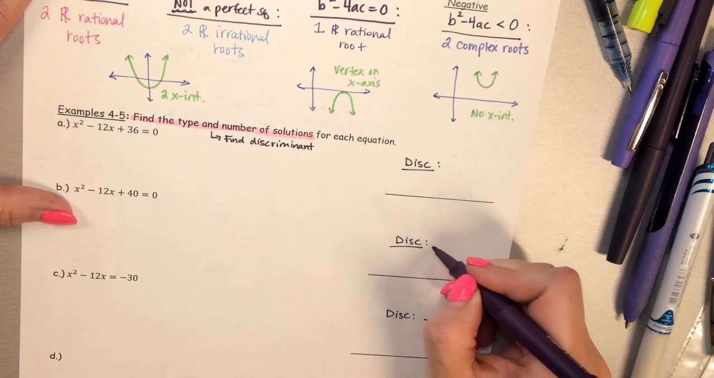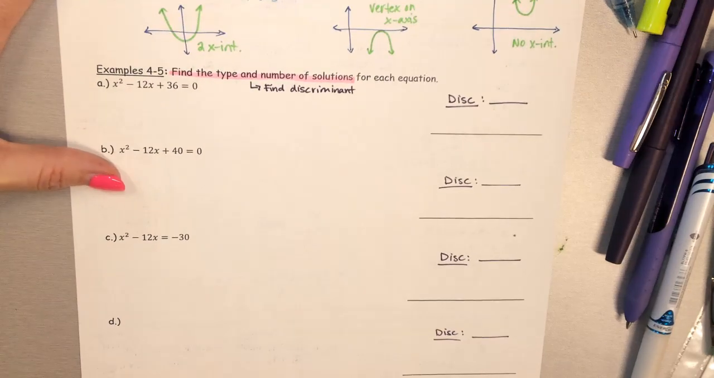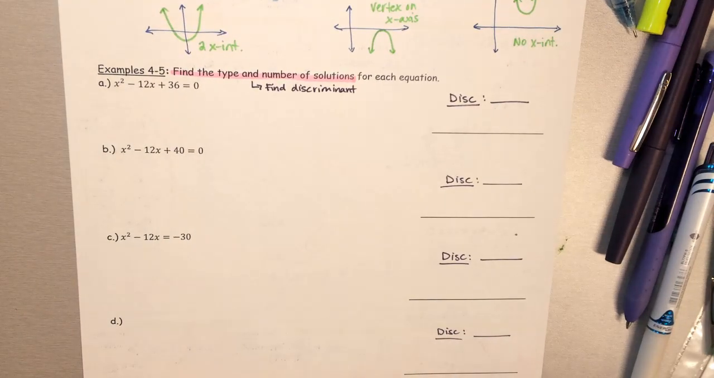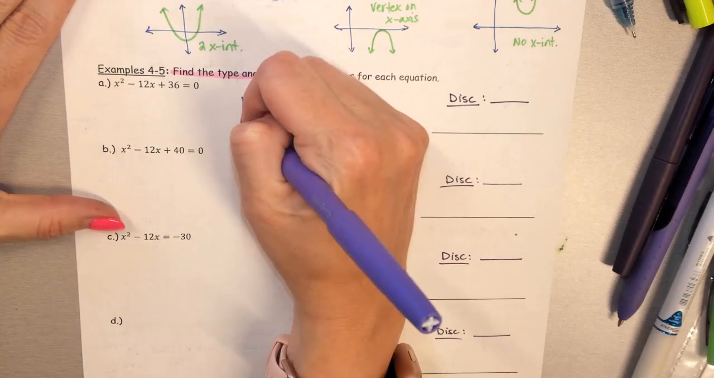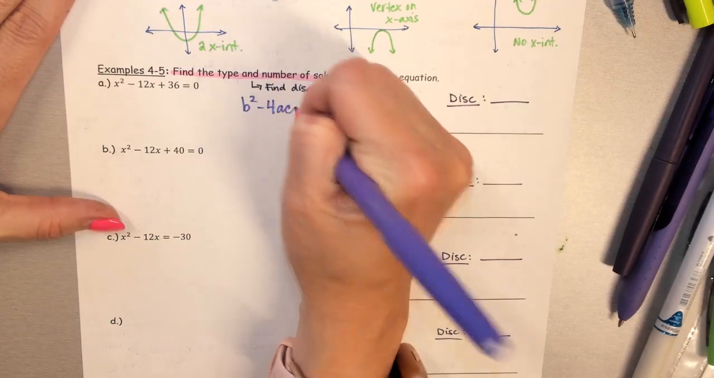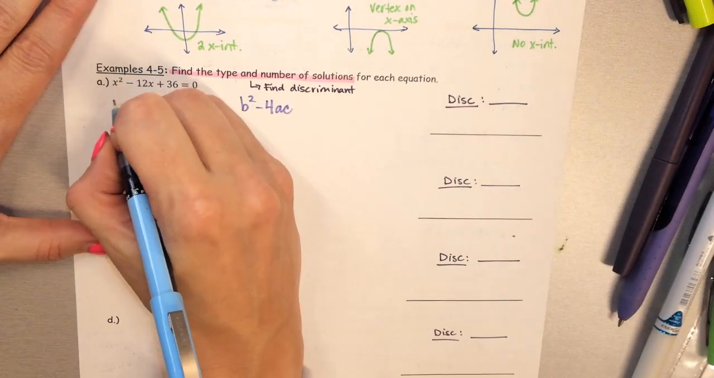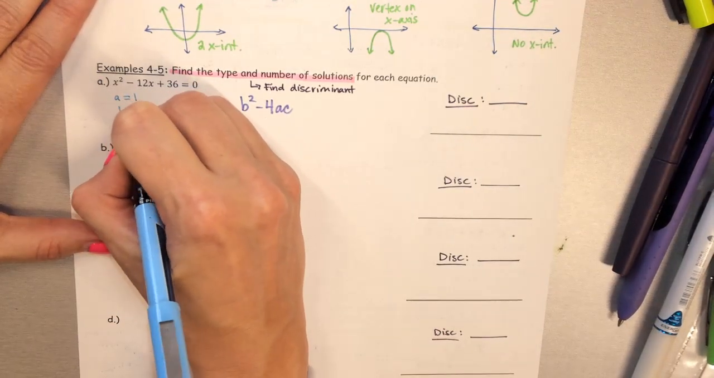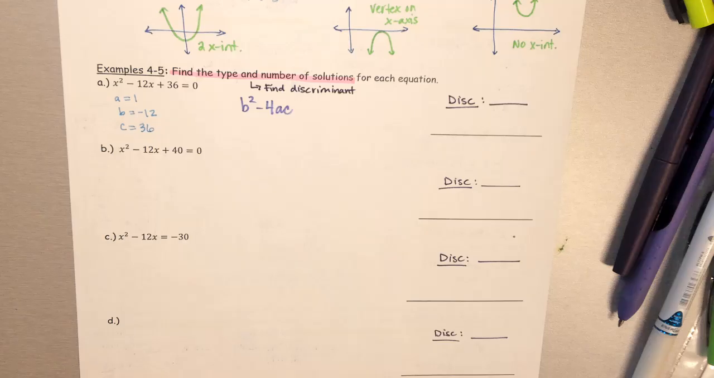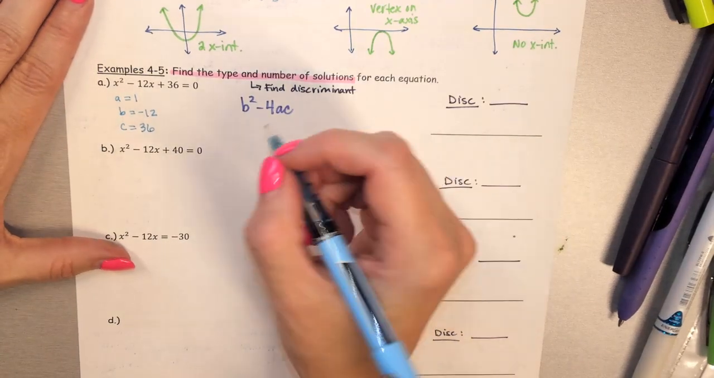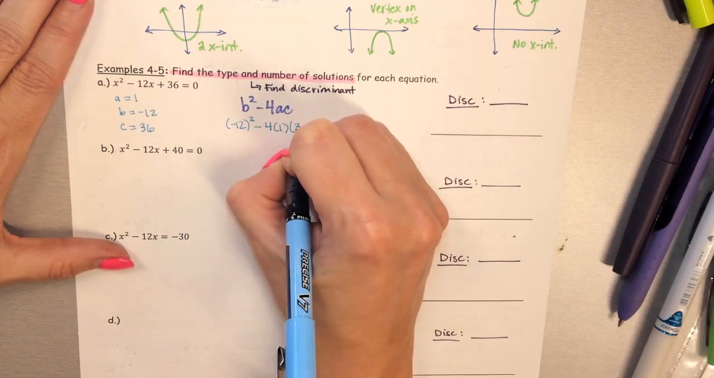I guess for these I started underlining this. Now I have to make them all. Okay, so when you find the discriminant, all you have to do is find b squared minus 4ac. We'll do the first one together, and then I'm going to have you do the other two. You don't have to write out what these are all the time. You're going to see them from the equation. Your a value is 1, your b value is negative 12. So negative 12 squared minus 4ac.